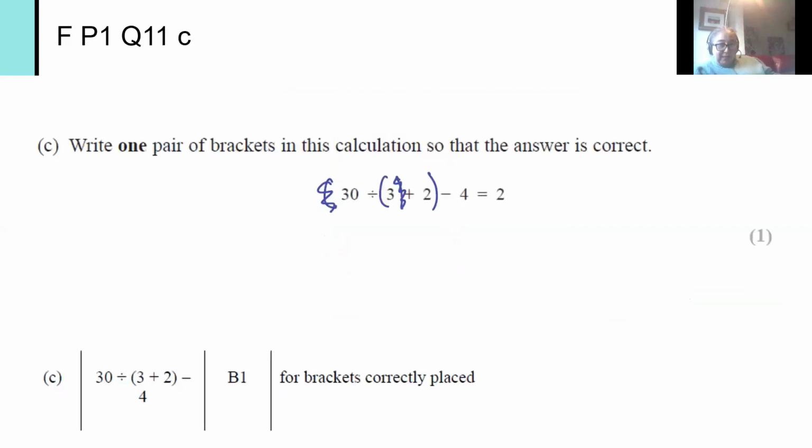Right, moving on to 11C. I thought this was really interesting in terms of just to show you where working is crossed out.